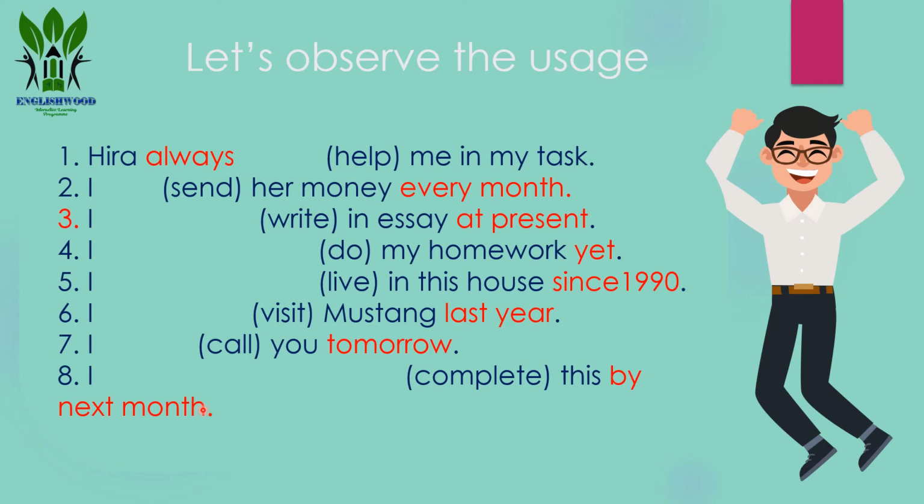Alright, so what to use here? For example, always. Always is the time adverb we discussed previously. Always means verb 5 or verb 1. So Hira always helps me in my tasks. I send her money every month. So every month is used in the simple present tense. Therefore, we use I send her money every month.